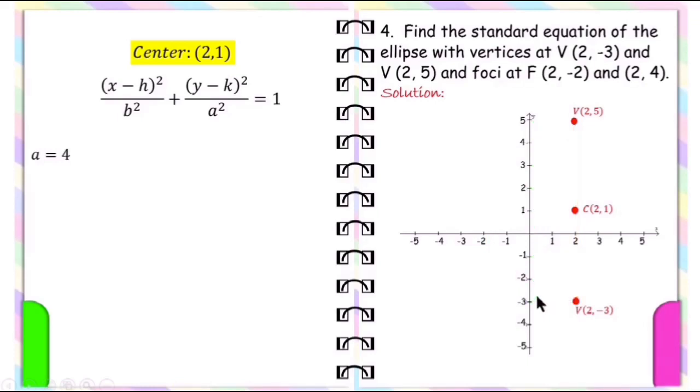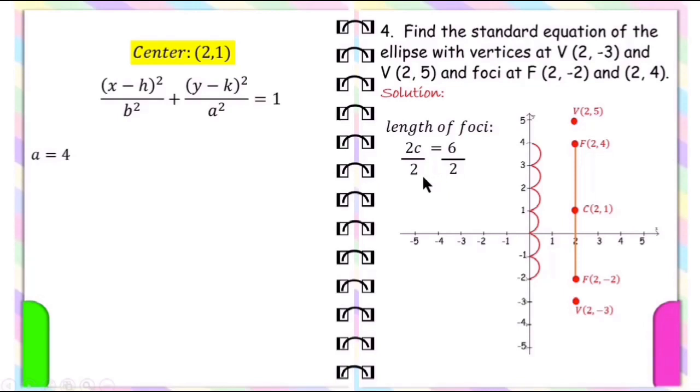Next, determine the value of b. However, we don't have the co-vertices, but we have the coordinates of the foci, (2, -2) and (2, 4). We can determine the value of c by finding its length, and the length between the foci is 2c. So the distance from this point to this point is equal to 1, 2, 3, 4, 5, 6 units. To solve for c, divide the equation by 2. Therefore, c is equal to 3. 3 units up and 3 units down from the center.